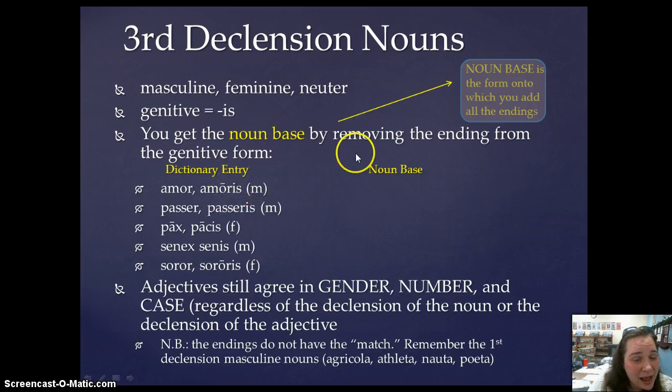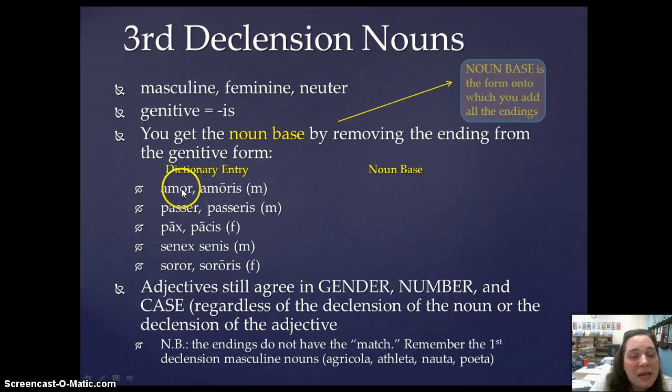So remember, your noun base is the form onto which you add all of the endings. So you absolutely need to have your noun base before you can decline a noun. Also remember that your dictionary entry is going to give you that genitive singular ending for you to be able to tell what declension the noun is in and to get the noun base, because the dictionary entry is made up of the nominative singular, the genitive singular, and the gender, okay?